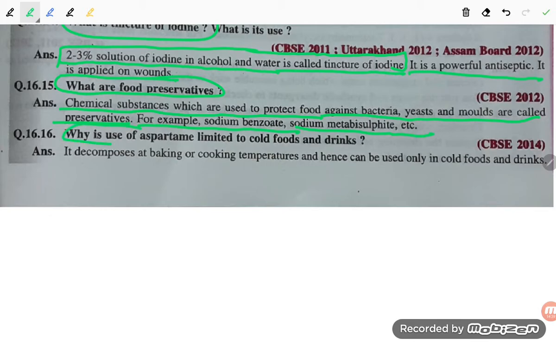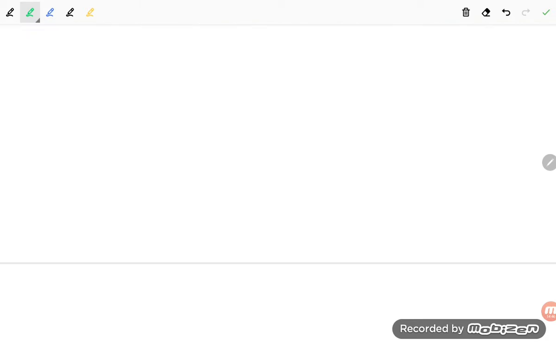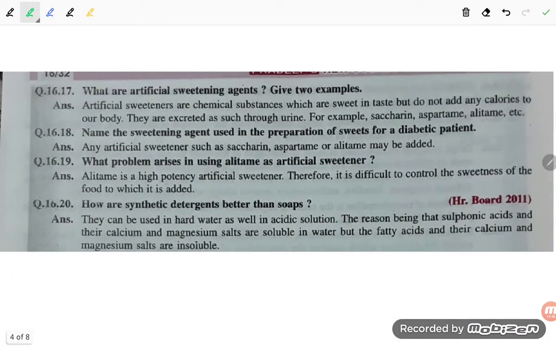Why is the use of aspartame limited to cold food and drinks? It decomposes at baking and cooking temperature, and hence can be used only in cold food and drinks. Okay, so keep in mind that aspartame is unstable at cooking temperature. That is why it is limited to cold food.